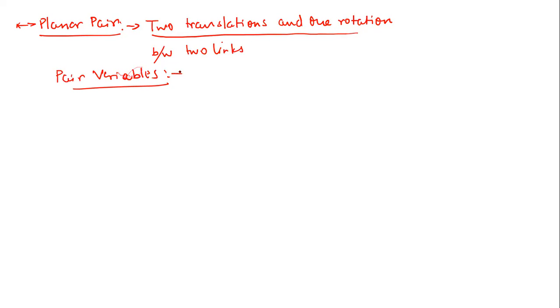So if you talk about the pair variables, just tell me how many pair variables will be there in this case? 3. Which ones? Delta x, delta y, and delta phi. Right. So the degree of freedom of a planar pair is how much? Equal to 3. Right. Because these three coordinates are independent. So the degree of freedom of a planar pair will be equal to 3.